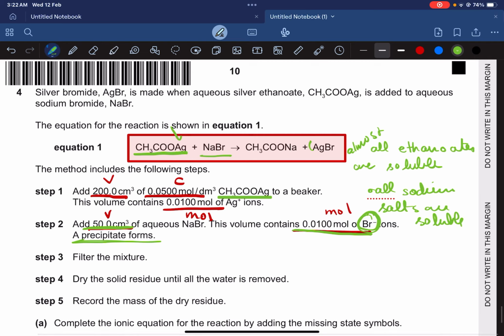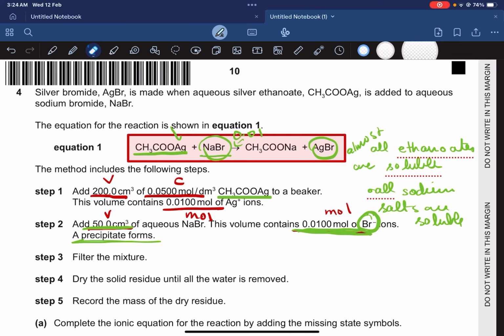Okay, what we have is that we know the moles of our 0.01 mole of NaBr. Okay, how do we know? Because the moles of Br equal the moles of NaBr. So we have 0.01 moles of NaBr. Now look at the mole ratio. Okay, I'm gonna erase all other things so you can easily see the mole ratio.